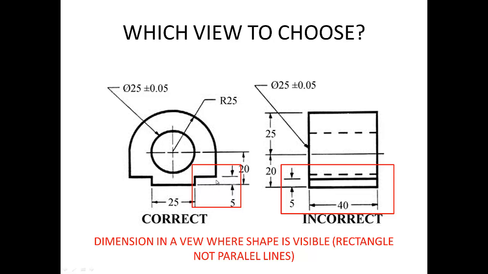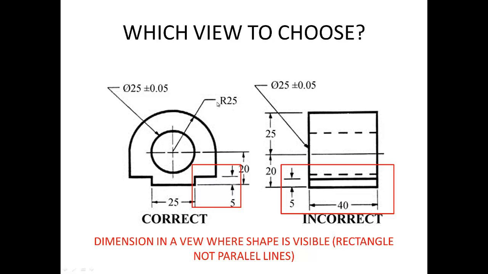Another example, for when I mentioned you should see something as rectangles. If I see here a small rectangle missing, it's much better if I use this view to dimension what's missing here. And I'm using this 5. Because this is a symmetrical part, I'm using it here to the left and to the right.